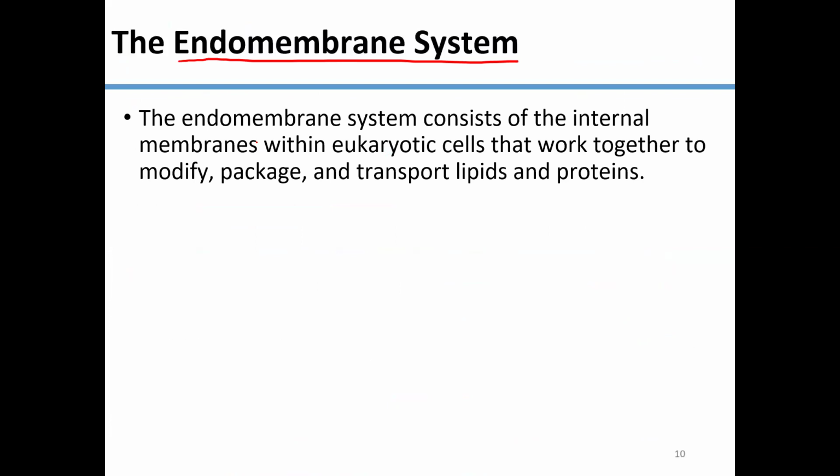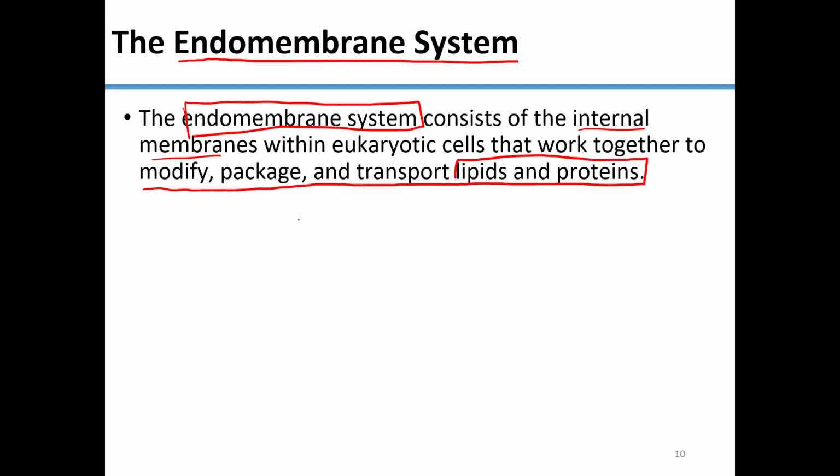All right, so let's go ahead and continue. The next thing we're going to look at is our endomembrane systems. Essentially, our endomembrane systems are going to contain our internal membranes, just like the name suggests. And what's going to happen is they're all going to work together to modify, package, and transport lipids and proteins. Again, all of these endomembrane systems are going to work together to modify, package, and transport lipids and proteins.